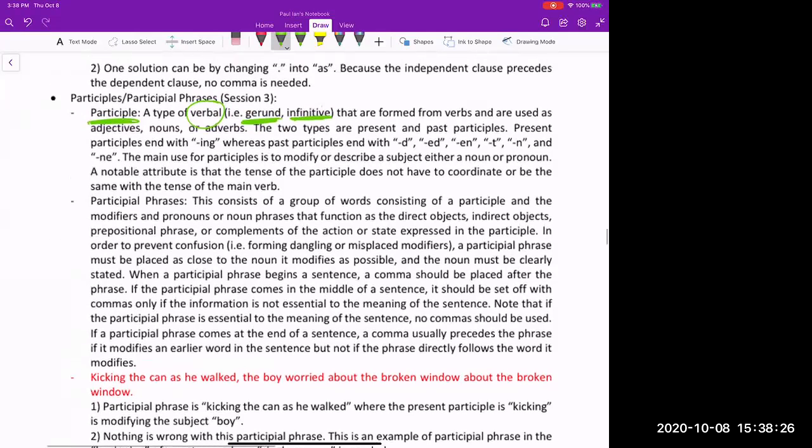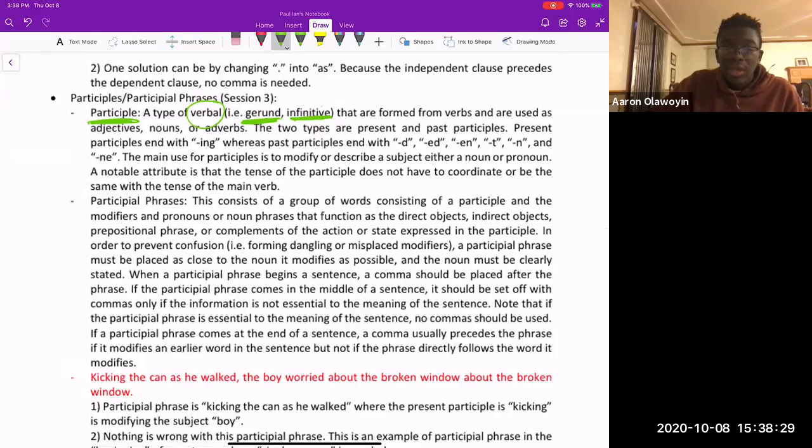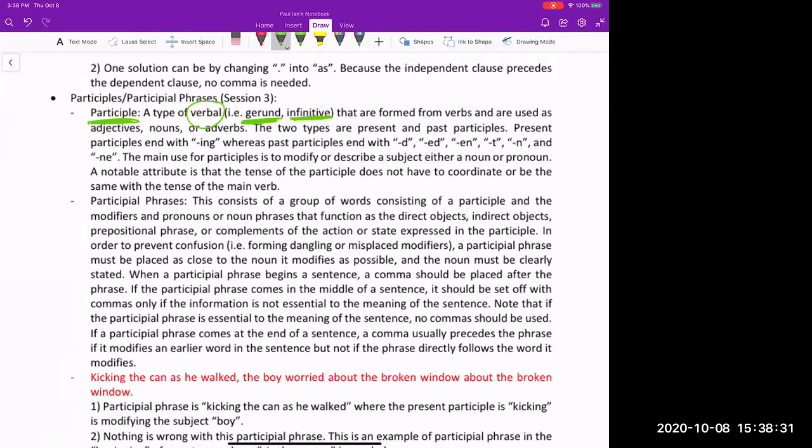What is a participle? It's used as an adjective. It's modifying the subject, describing a subject, right? Yeah. The word itself is called the participle. But when you have a bunch of words that describe a subject, being used as an adjective to describe a noun, then we call that a participial phrase.